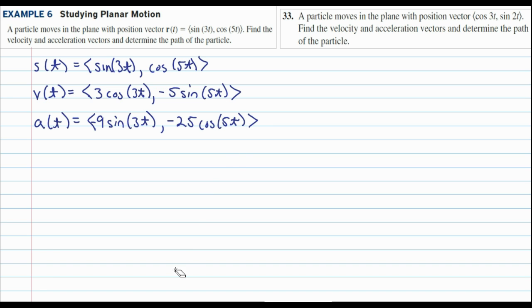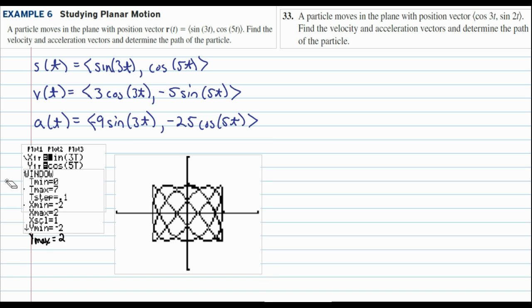Now, it says determine the path of the particle. Well, I'm going to do that with my calculator. So in my calculator, I put in the position sine of 3t into my x parameter, and then cosine of 5t into my y parameter, found a good window after guessing a little bit, and I get this kind of latticework type graph. So if you put this in your calculator, you can see how the particle moves along this latticework. It's pretty cool.